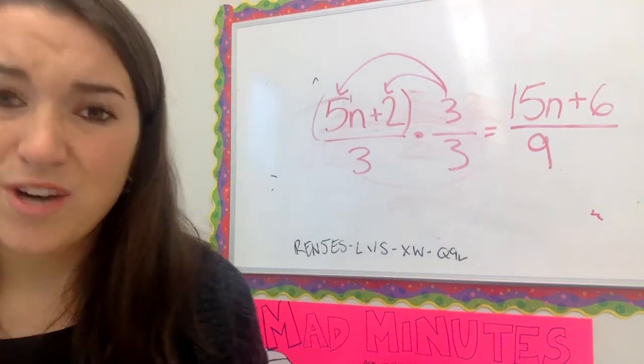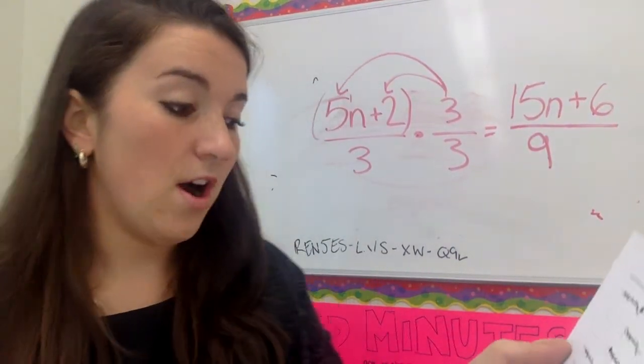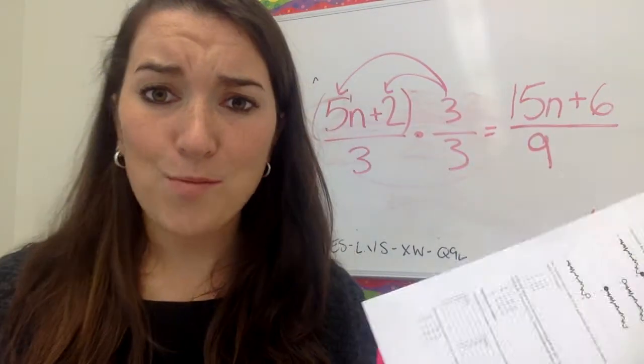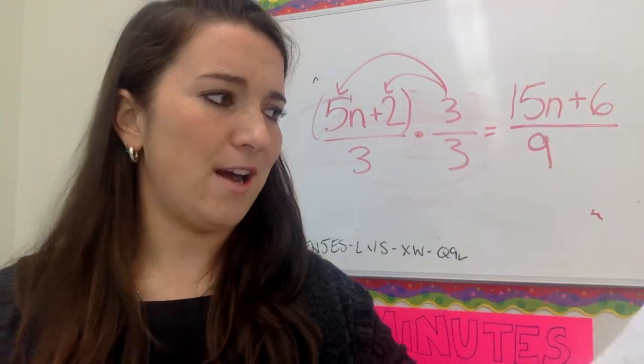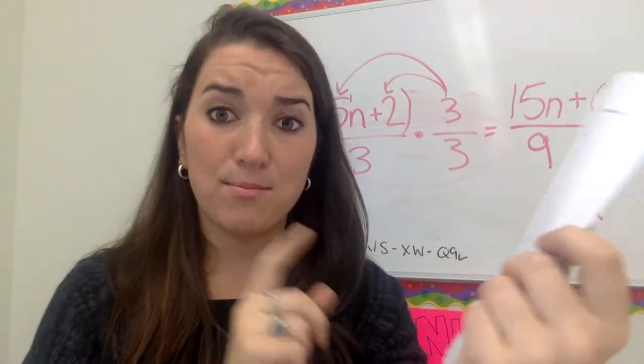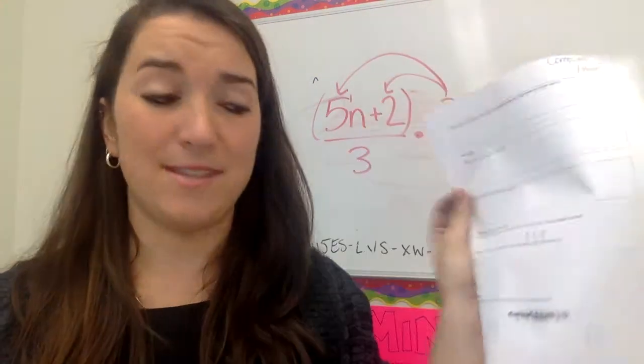All right, so why don't you guys try that second one on your own? And then let's turn the page. I'm going to go over one more problem, and the rest of this page you have to do by yourself. So on the back of the page, it says equations for tables. So I'm on the last problem of this double-sided page.